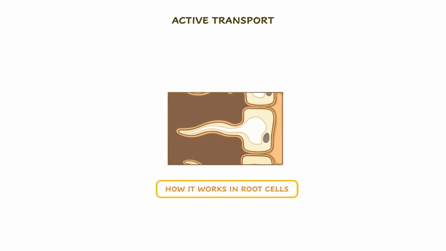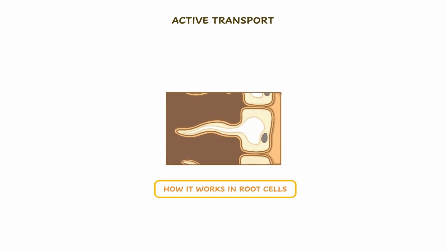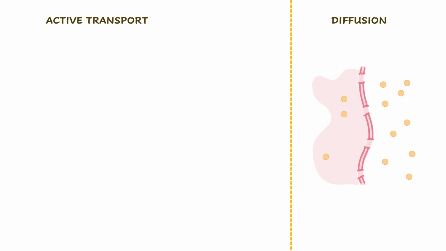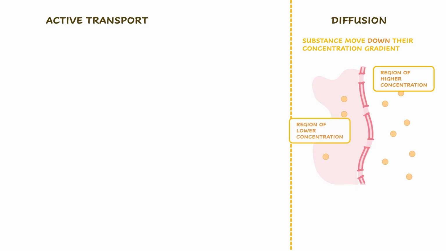In this video, we'll go over the concept of active transport and explore how it functions within the root hair cells of plants. A great way to understand active transport is by comparing it with diffusion, which we discussed in a previous lesson. Diffusion is the movement of substances down a concentration gradient, meaning they travel from an area of high concentration to an area where their concentration is lower.